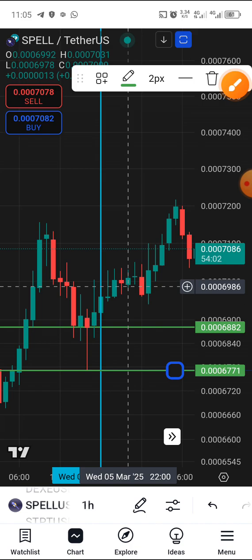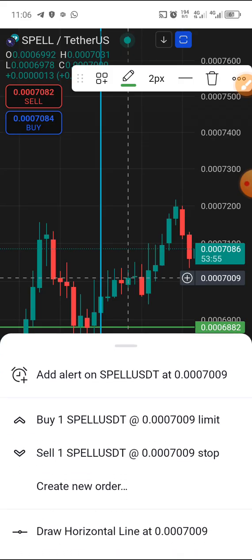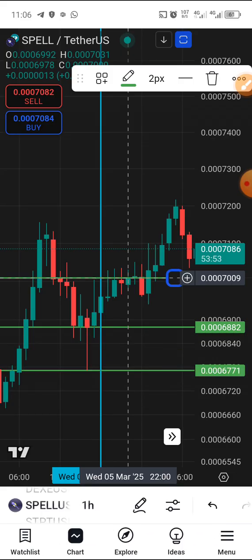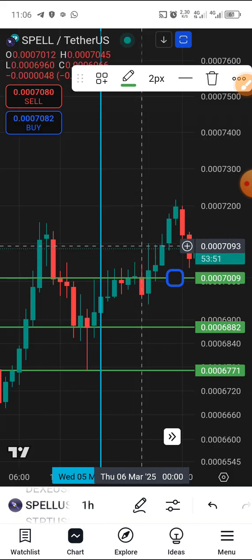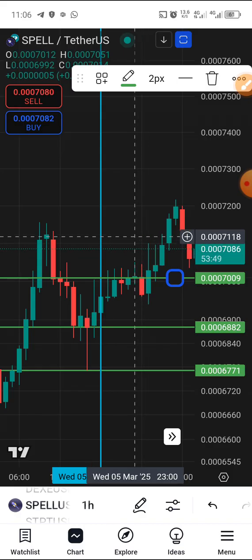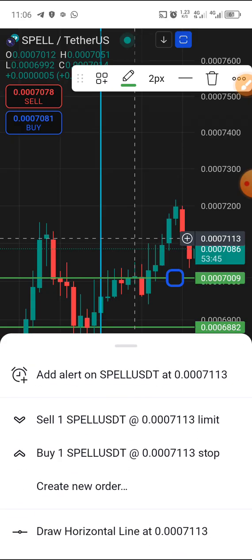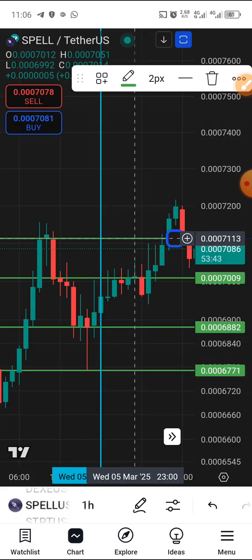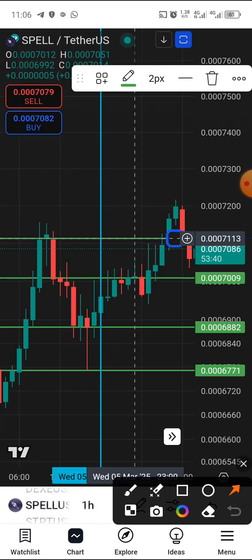Now come where the prices went high in the previous history. Draw there a horizontal line, and again you come and draw here another line. So this line here is a support line, and this is a support line. This is a resistance and this is a resistance.